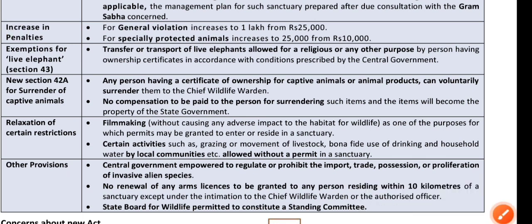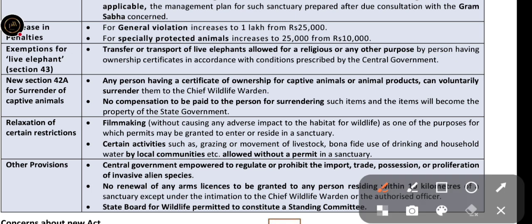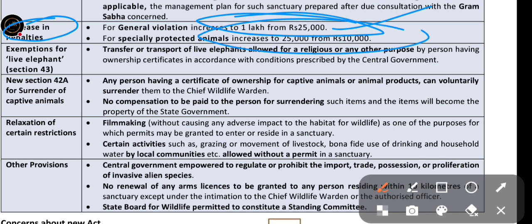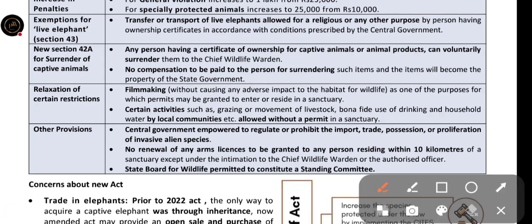And next is increase in penalties, okay. Penalties for general violation increase to 1 lakh from 25,000. This is the current situation of the fine. And for especially protected animals, it increases to 25,000 from 10,000. Okay, so you need to remember this. This is very important. For general violation, 1 lakh from 25,000, and for especially protected animals, from 10,000 to 25,000.